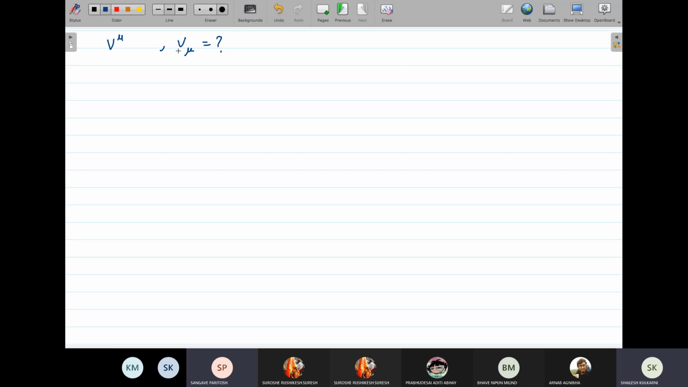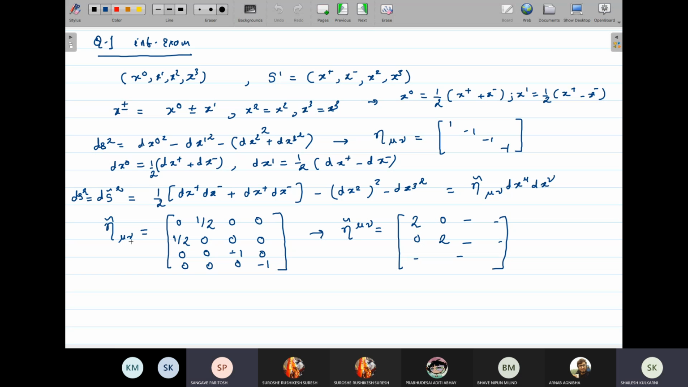Sir, eta tilde 0 1 should be 2 instead of eta tilde 0 0. Where? The upper eta tilde mu nu. There eta 0 1 should be 2. Sorry, so it is 0, 2, 2, and 0. Yes, correct. So these are inverses of each other.